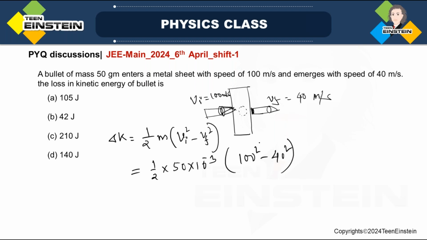So very easy to solve this part. I can write 25 into 10 to the power minus 3, and this I can write as (a plus b) into (a minus b). So a plus b will be 140, a minus b will be 60. This will help me to solve it properly.